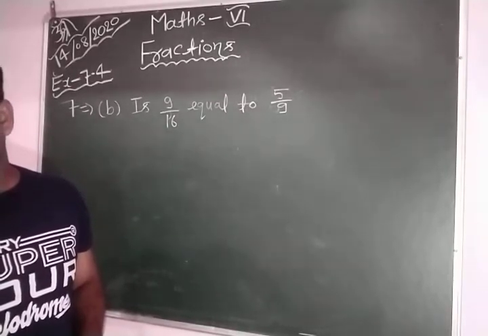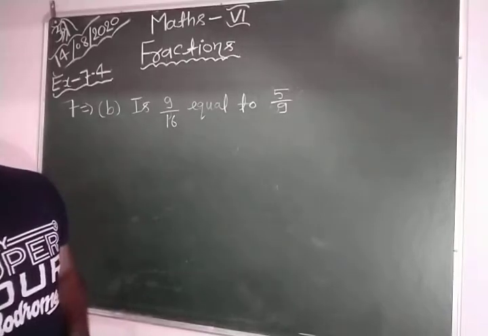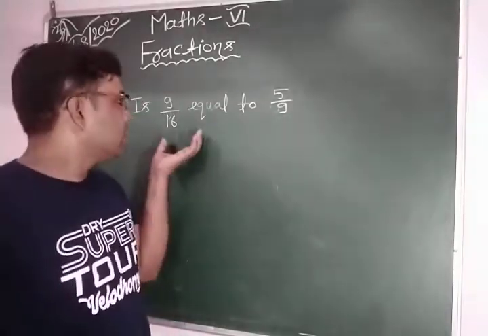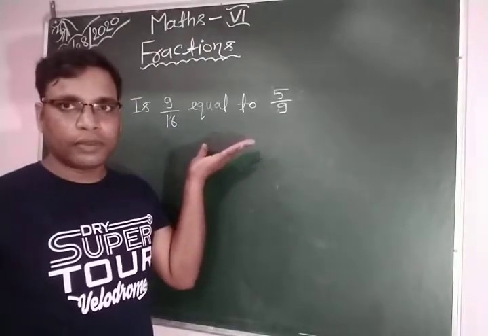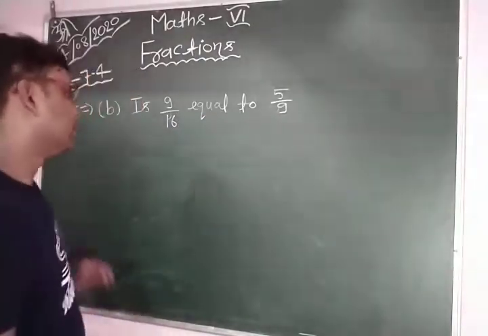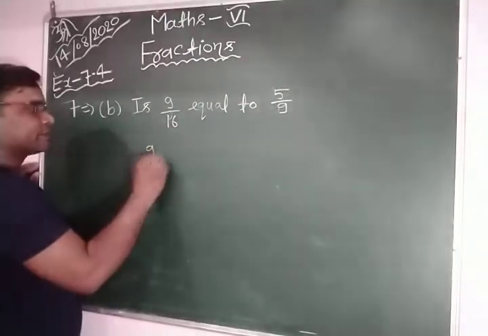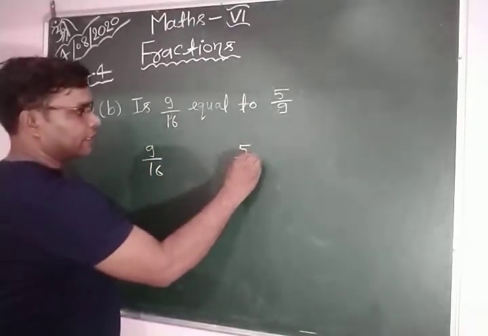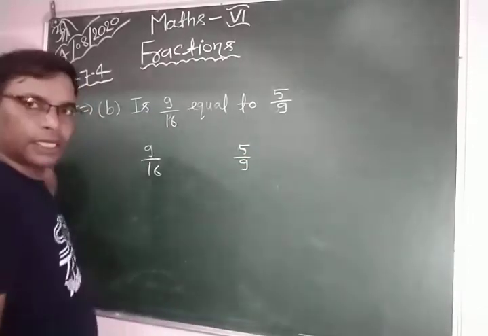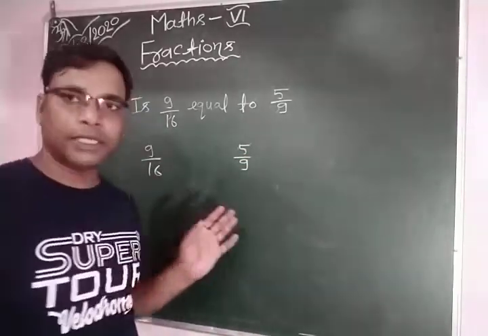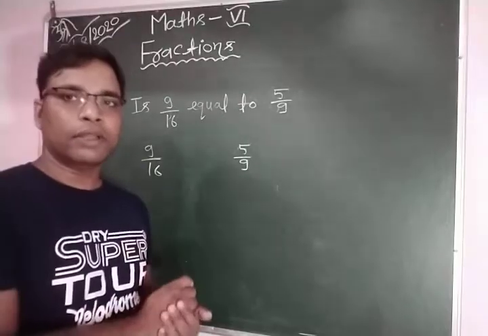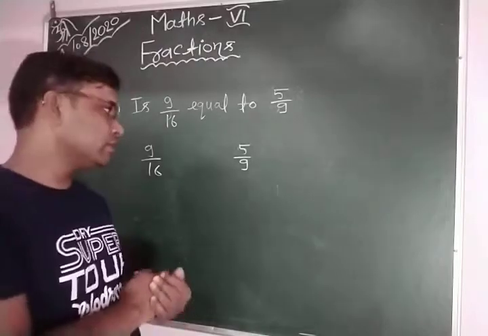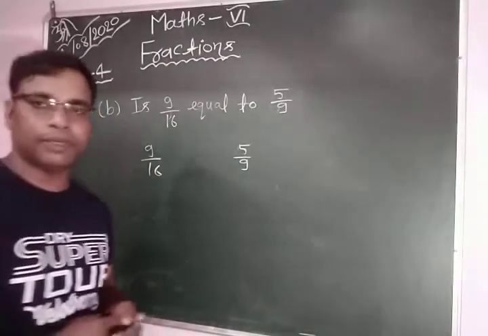9 by 16 is equal to 5 by 9. Clear? So how do you find whether the given fractions are equal? You can see one fraction is 9 by 16, another is 5 by 9. Both fractions are unlike fractions, because their denominators are different. So first we convert them into like fractions. For this we find the LCM of these.